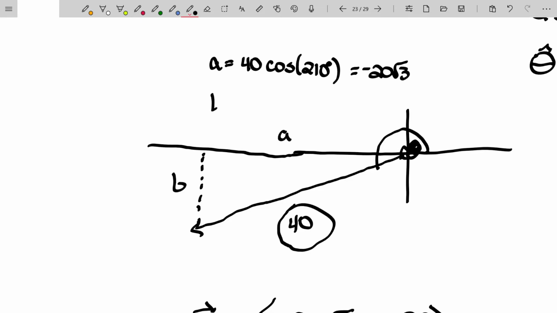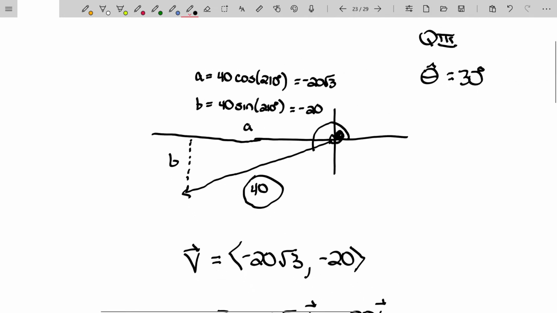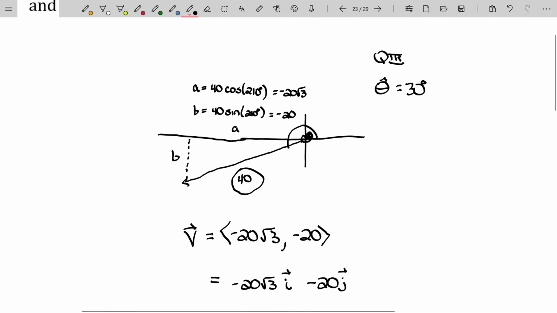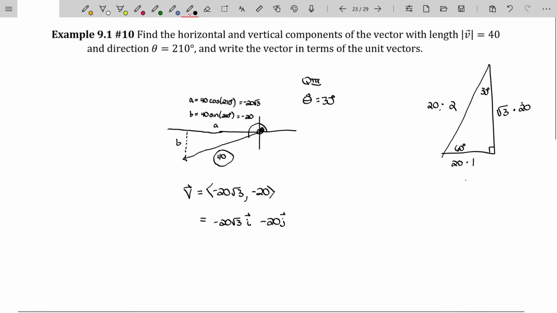And b is going to be, again, 40 times the sine of 210 degrees. And when you do that, you get negative 20. So there's a lot of ways you can do this mathematics now, which is really nice. You have options. But we've answered the question earlier, so no need to go any further with this. But it's nice to know you have a lot of options when you do these styles of problems.